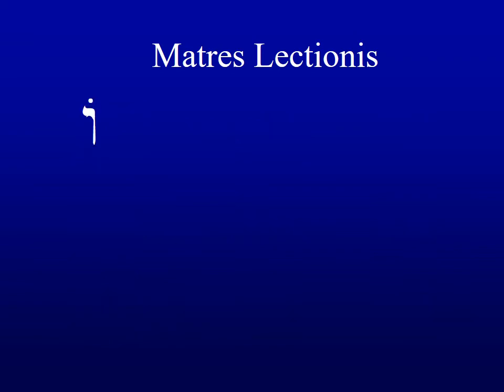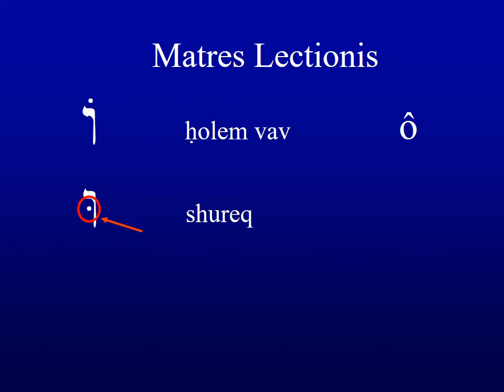The next class is marked with a vav. This vowel marker has a holem and a vav. It is called a holem vav, and it is pronounced like a holem, so an O. This one is slightly different. Here you have a vav with what looks like a dagesh in it. This is the marker of what is called a shurek, and it's pronounced like a long U. Shurek.